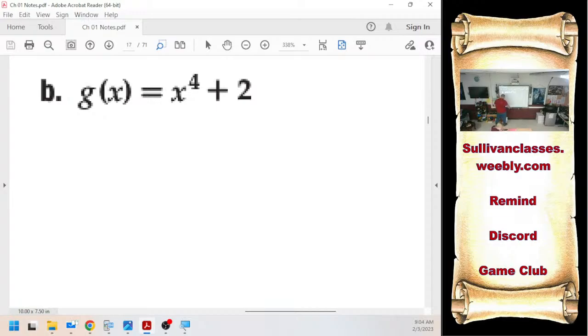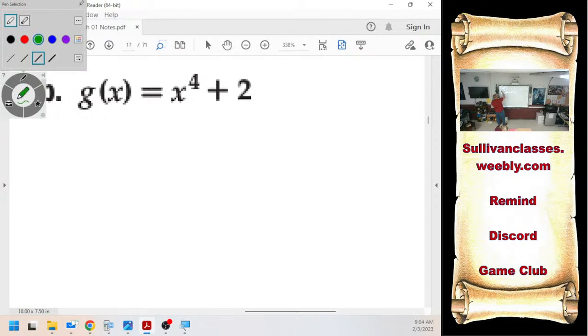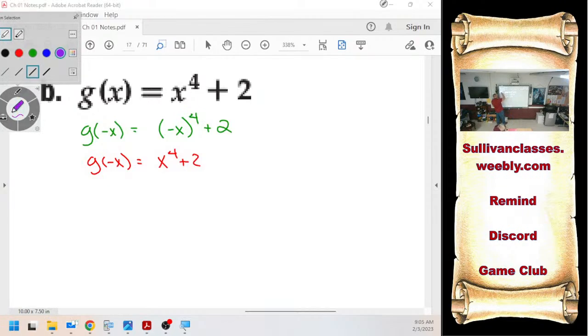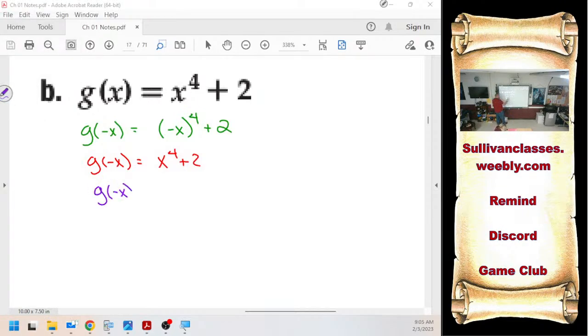Okay, so I'll try it. I'm going to plug in negative x. When I do, I get x to the fourth plus 2, which is the exact same thing that I started with, so I can say g of negative x is g of x. I plugged in a negative x and got the exact same thing out. This is even.